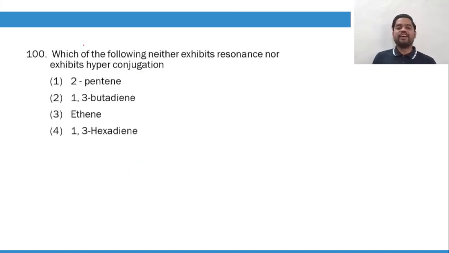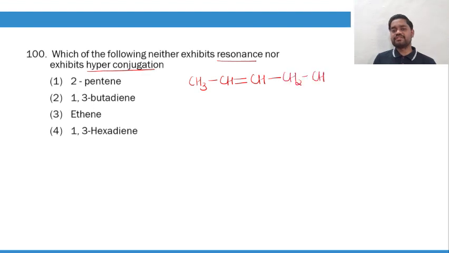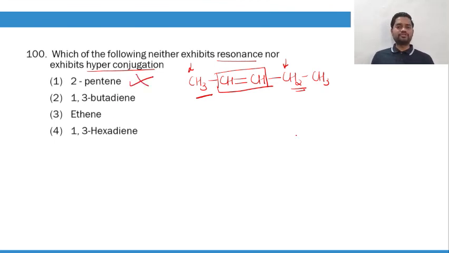Got it? 100. Which of the following neither exhibits resonance nor exhibits hyperconjugation? Pent-2-ene. Let us draw pent-2-ene: CH3, CH, double bond, CH, CH2, CH3. This is pent-2-ene. Pi bond, alpha carbon, alpha carbon, alpha hydrogen, alpha hydrogen. So it shows hyperconjugation, but it should not show resonance. Although what has been asked is which neither exhibits resonance nor hyperconjugation. Since it exhibits hyperconjugation, we cannot take this as the answer.